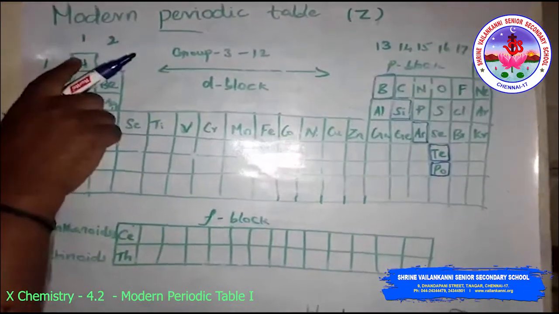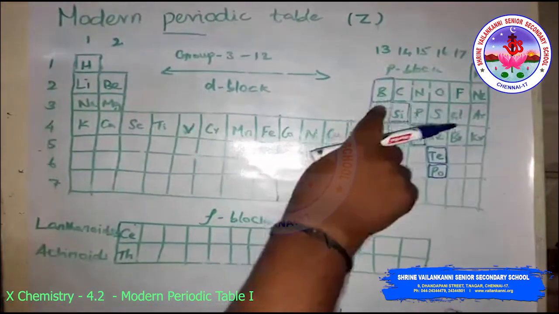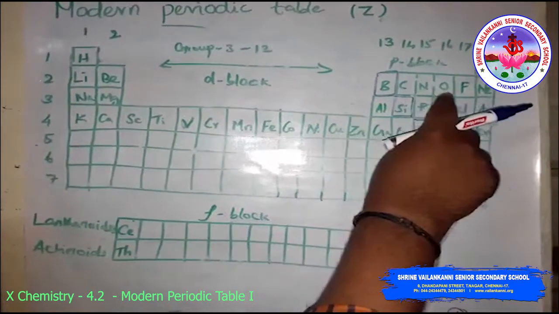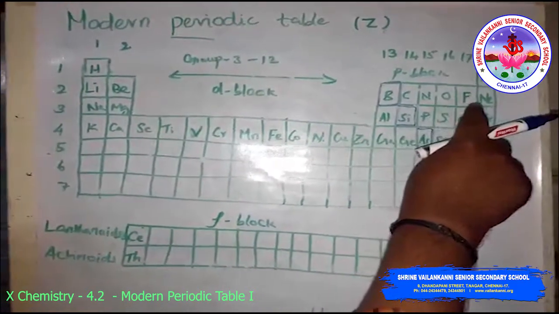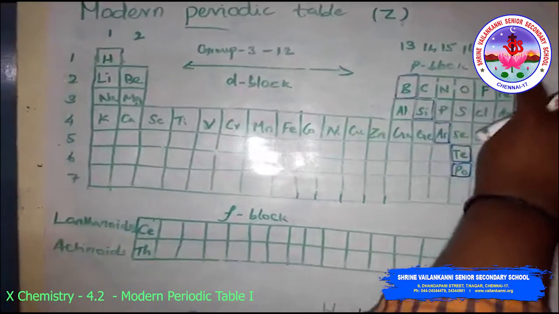So this is 1 valence electron, this is 2, like this 3 valence electrons, carbon 4 valence electrons, nitrogen 5, oxygen 6, like this fluorine 7, and neon 8.